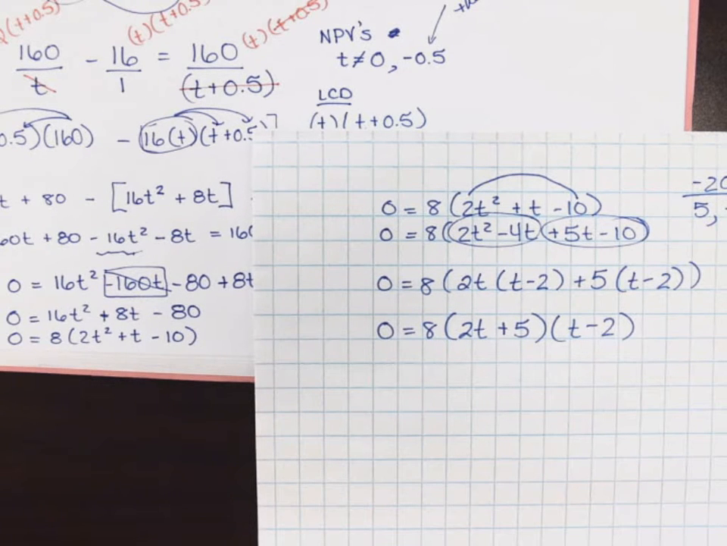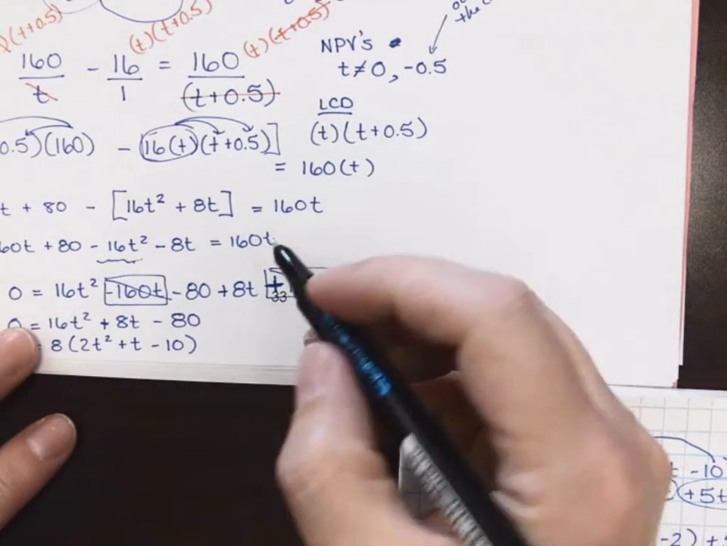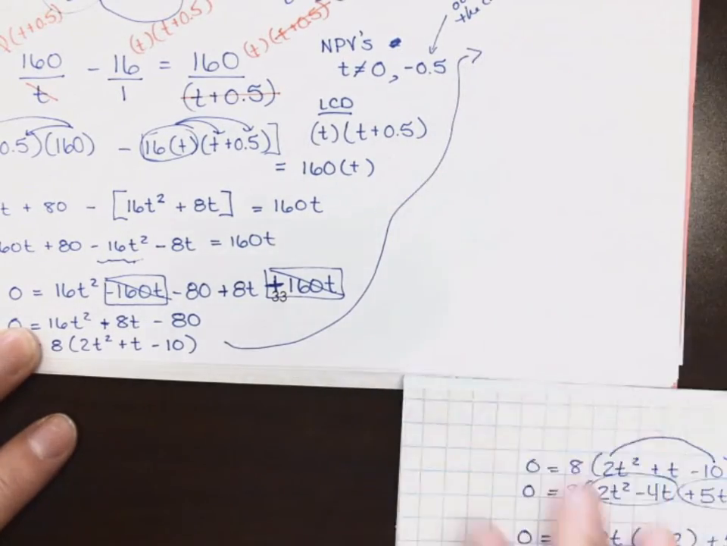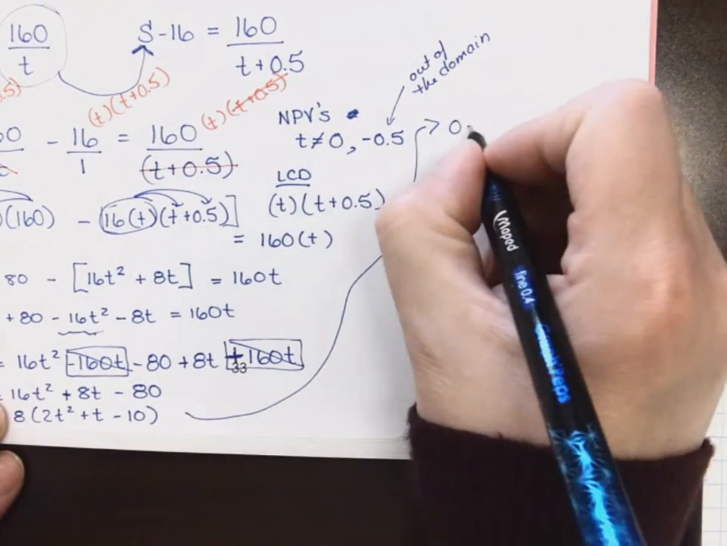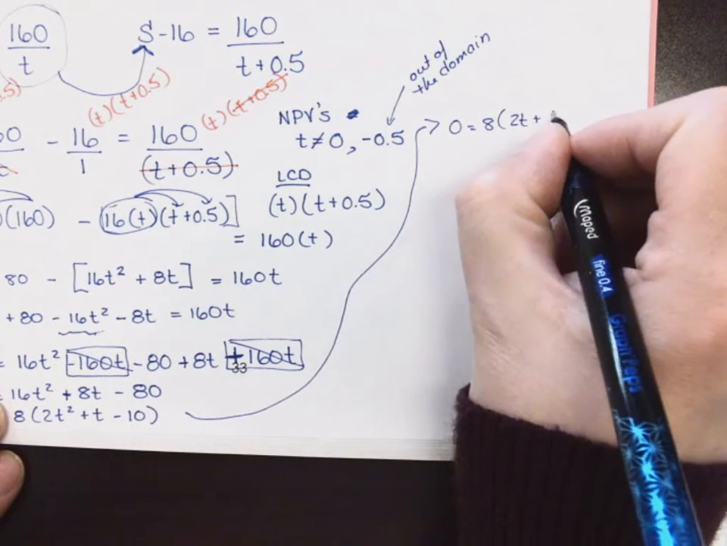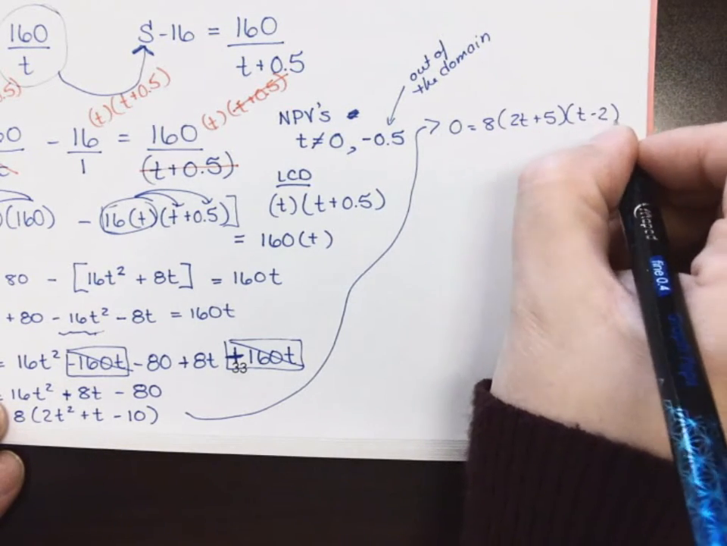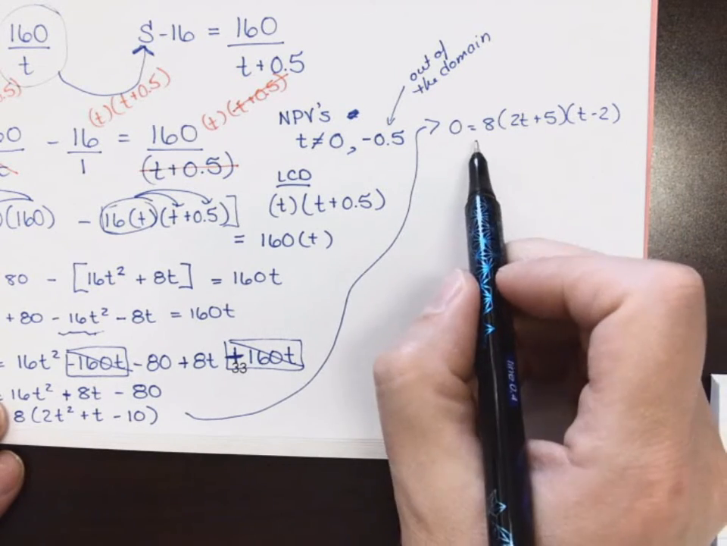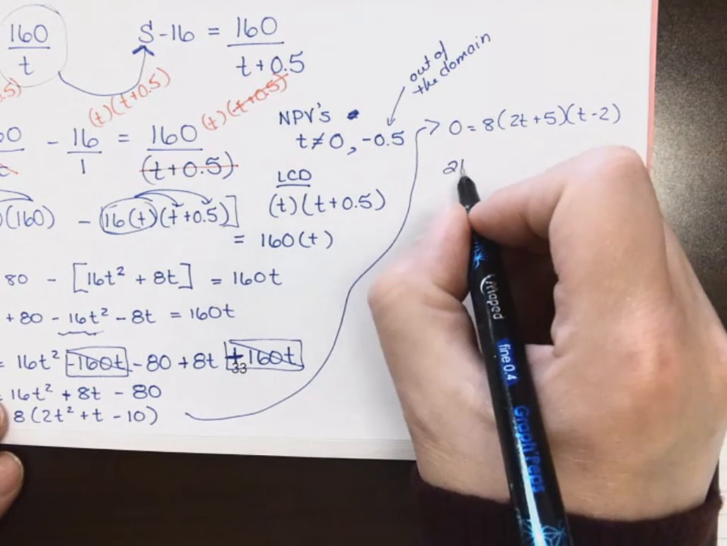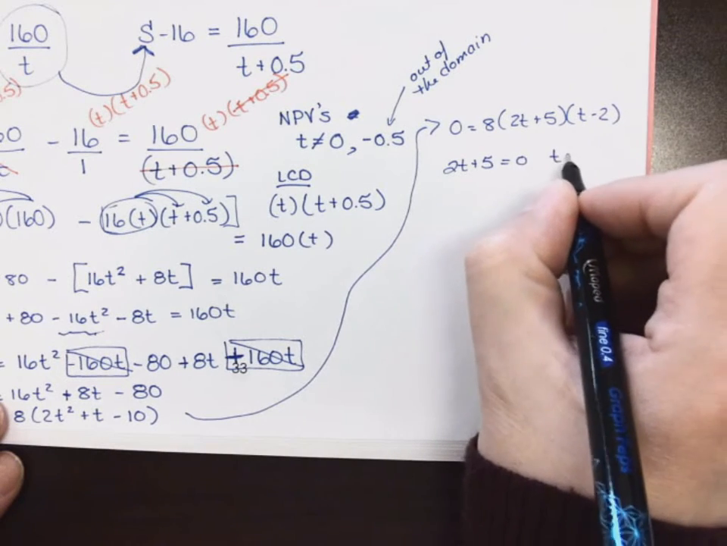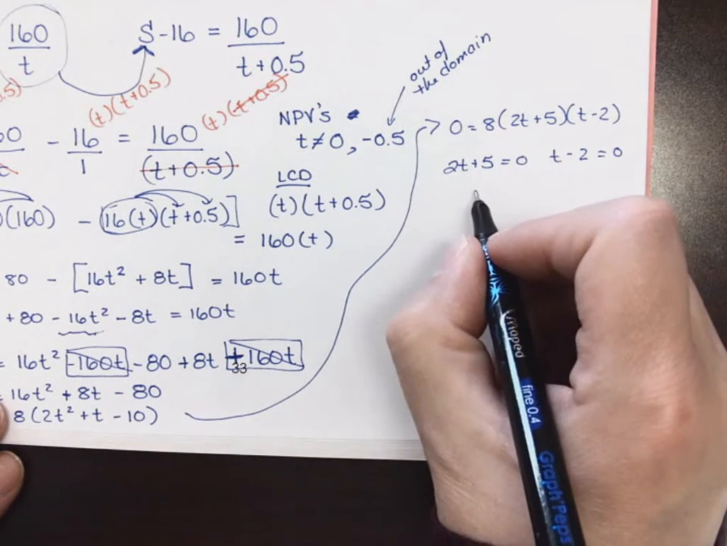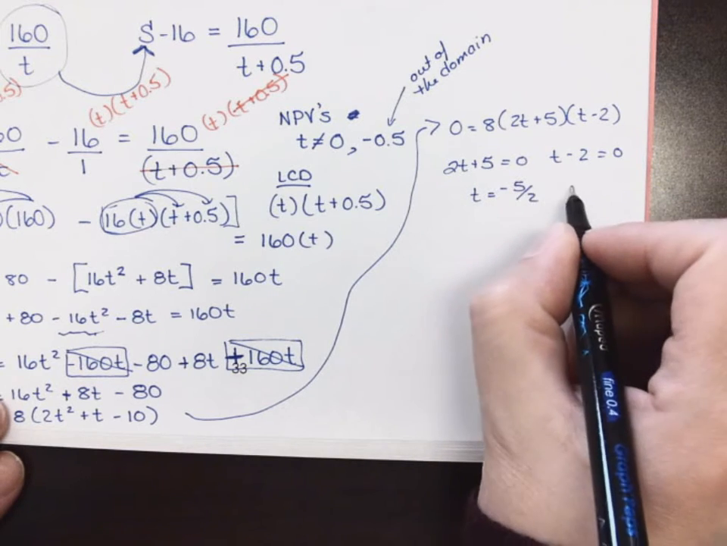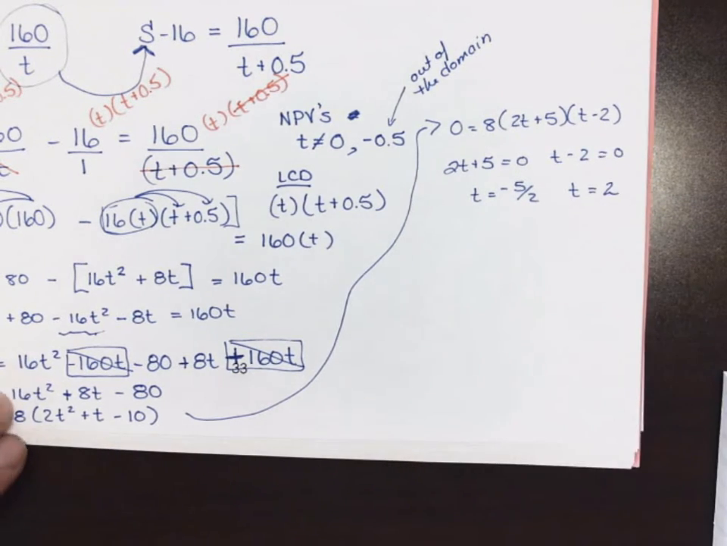All right, so we're going to solve now. I'm just going to scooch all this up here because I'm running out of room. So I have 0 equals 8 times 2t plus 5 and t minus 2. Remember that the variables have to be included. So I'm going to have 2t plus 5 equals 0 and t minus 2 equals 0. So t is going to be equal to negative 5 over 2, and t is going to be equal to a positive 2.